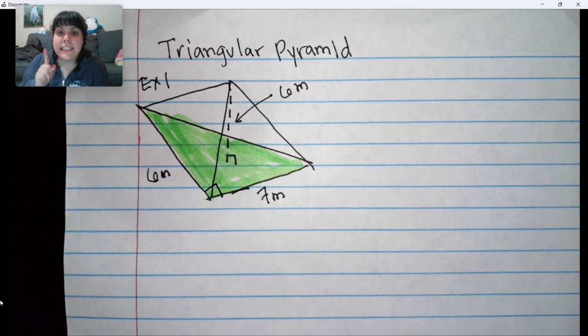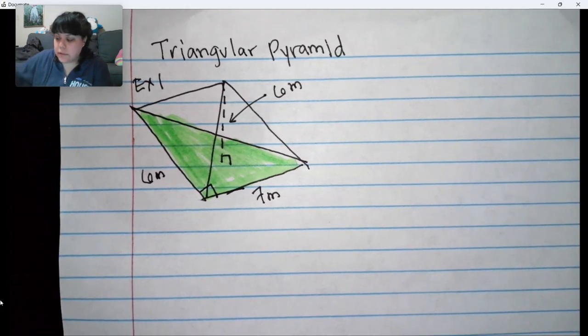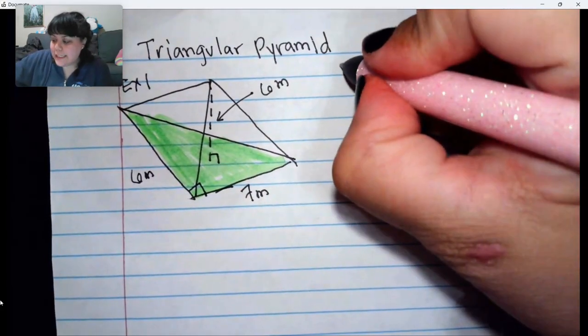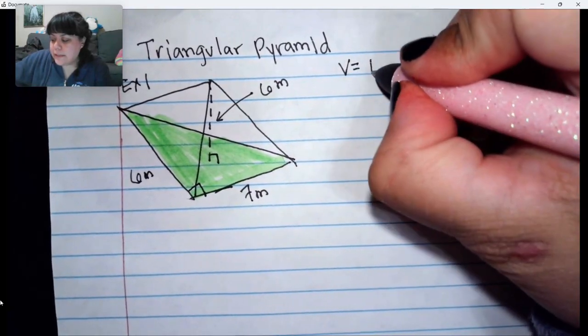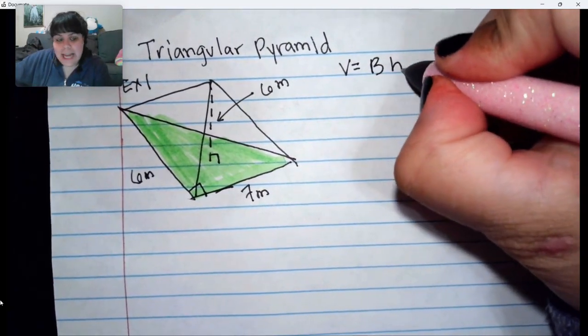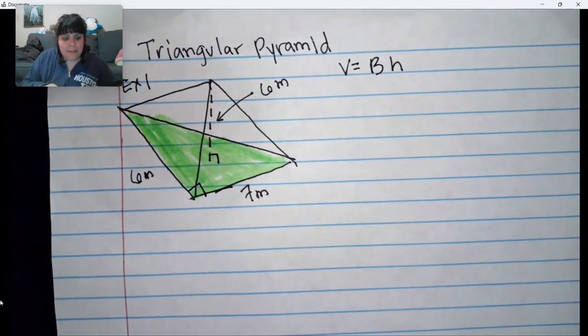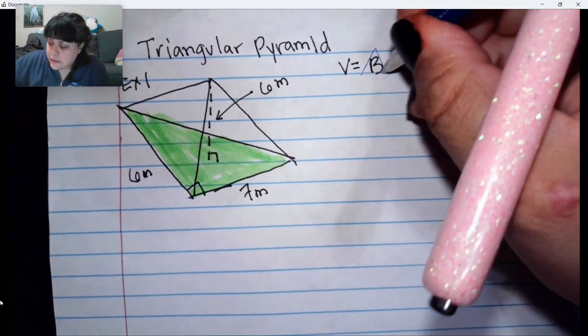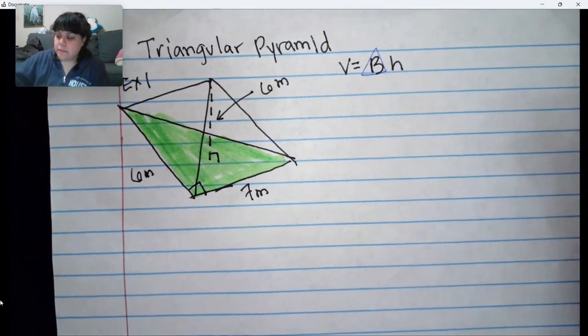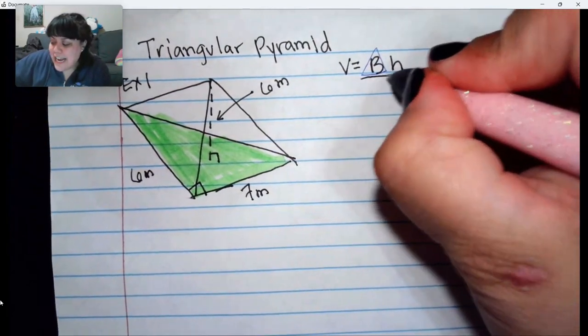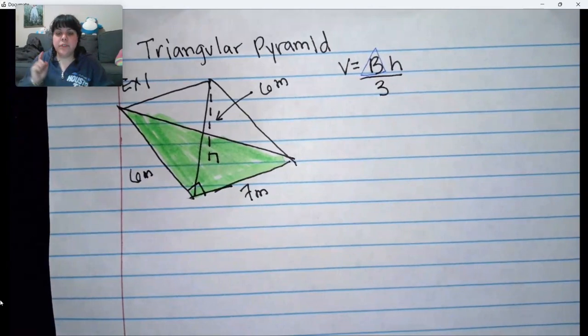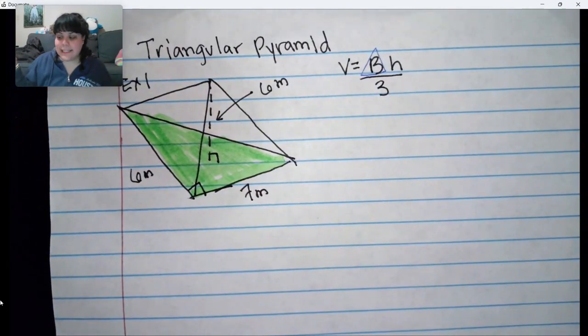Alright, so this is where it's important to write down your formula, every single part, or else we're going to get very confused. Okay, so let's start. Volume equals area of my base times my height. And I know that my base is a triangle, so I'm going to put a little triangle. And I'm going to divide everything by 3. So as you can see, the formula is the same.